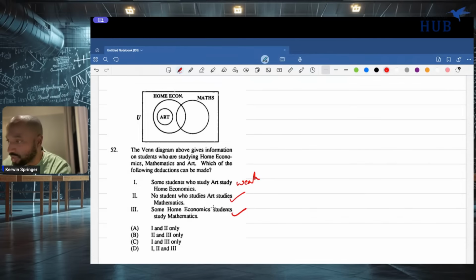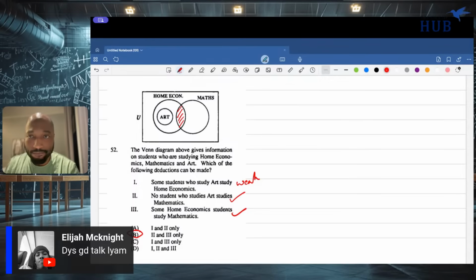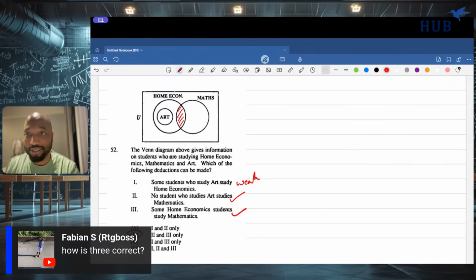So 2 and 3 is the best one. Option one says some students who study art study home economics. I don't know, that's not properly describing the situation. All the students who study art study home economics, seeing art wrapped up inside it, so it's better to say B. Better to go with the B. What do you think? How is 3 correct? Some home economics students study maths. Well, you're seeing home economics and maths sharing some students there. Don't you see the intersection?